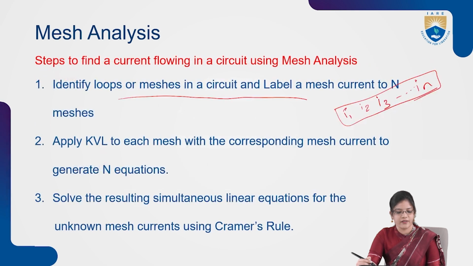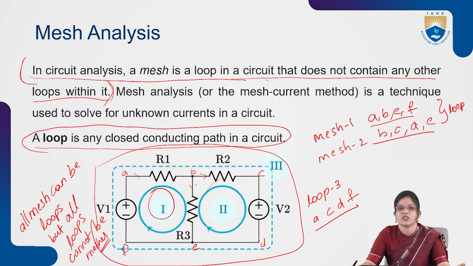So now we have seen that mesh analysis is used to calculate the mesh currents in a circuit. If we have n meshes, we have to calculate n mesh currents. What is the difference between a loop and a mesh? I have already mentioned that a mesh contains a single loop, and a loop can contain n number of meshes. A mesh is a closed path which allows current to flow in the circuit.